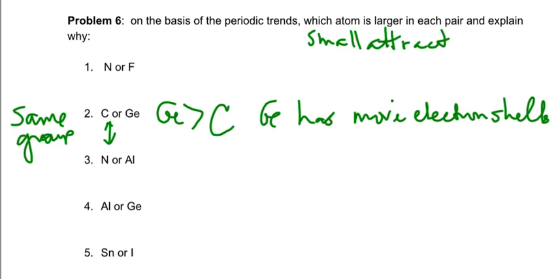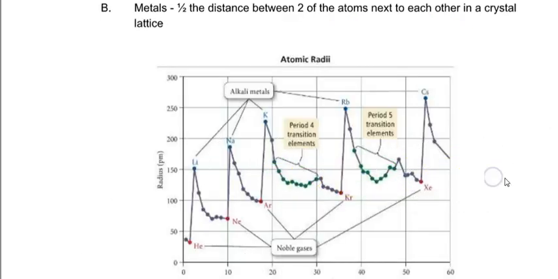Nitrogen and aluminum, they're not in the same period. They're not in the same group. So what do you do? Well, let's go back and look at this one more time and see if we can't come up with a generalization. It's not perfect, okay, but maybe we can come up with something.